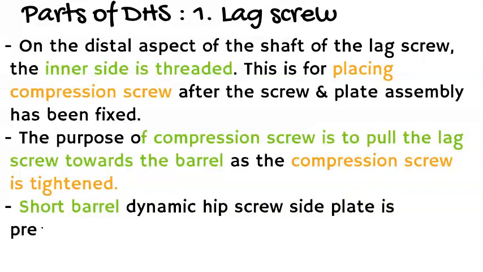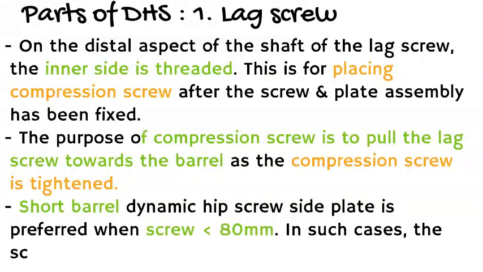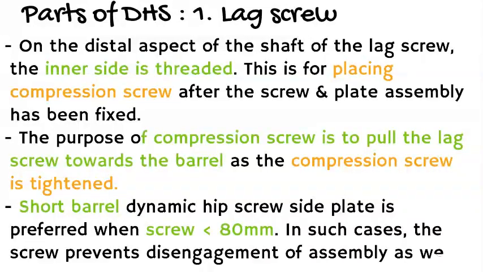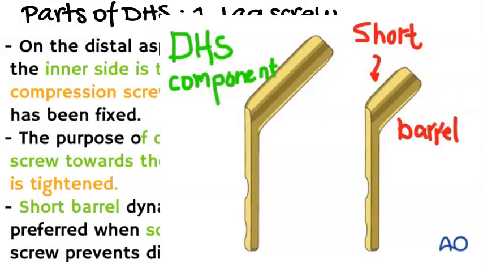Short barrel dynamic hip screw side plate is preferred when screw is less than 80 mm. In such cases, the screw prevents disengagement of assembly as well. This figure shows the DHS component, the barrel component. On the most right hand side, it shows the short barrel.